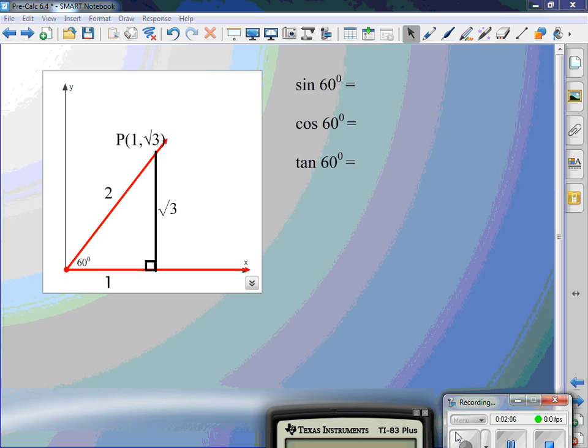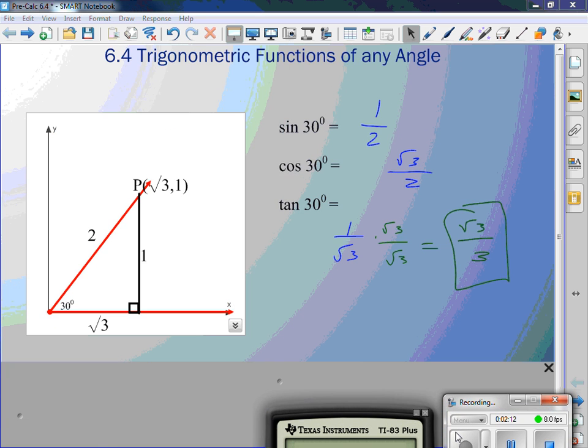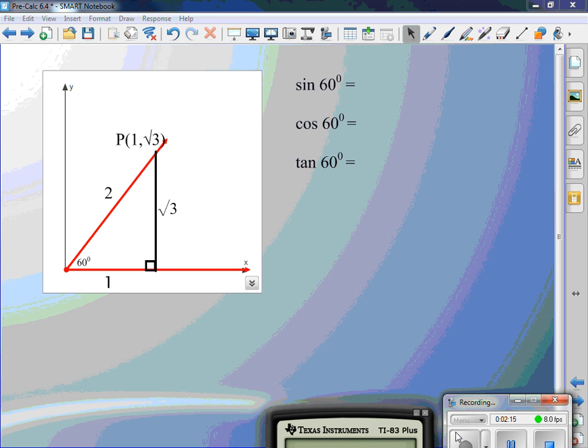Now we already did the 30-degree one, now it's the 60-degree one. All I did was take the first one and flip it around. If you also notice, I have this P, 1 comma square root of 3. That's the legs. 1 is the x value, the square root of 3 is your y value. So for sine, it's opposite over hypotenuse, square root of 3 over 2. For cosine, it's 1/2. For tangent, it's the square root of 3 over 1, which is just square root of 3.